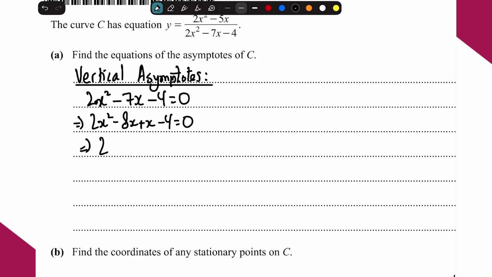And in an exam, always show your steps. So that's going to be 2x times x minus 4, then plus 1 times x minus 4. So we have x minus 4 and 2x plus 1.